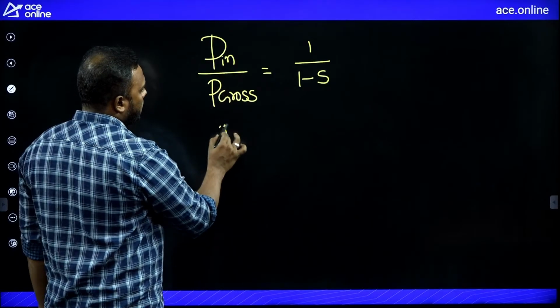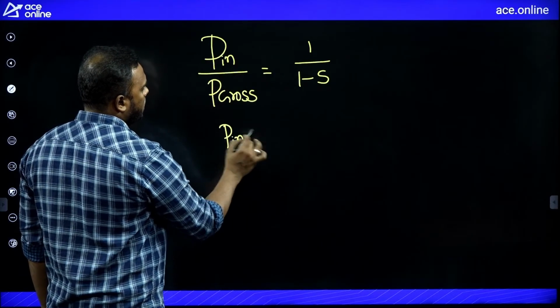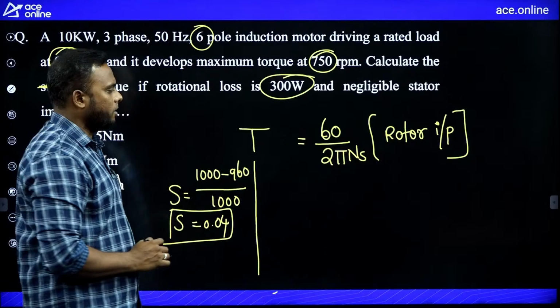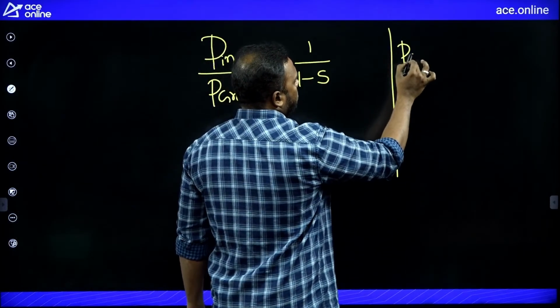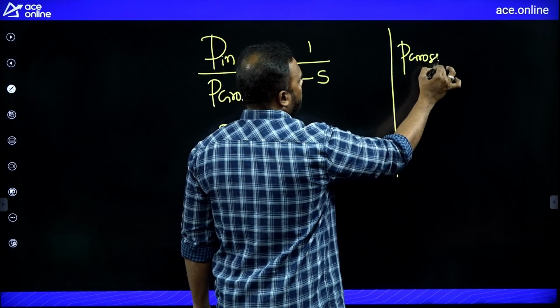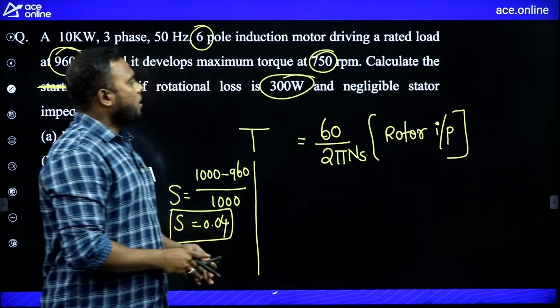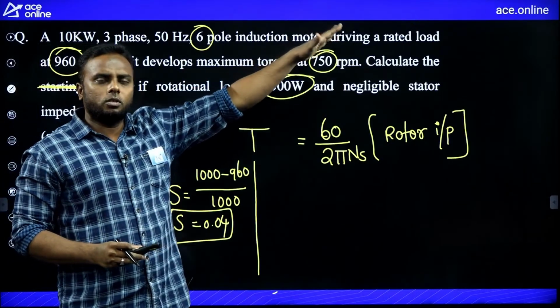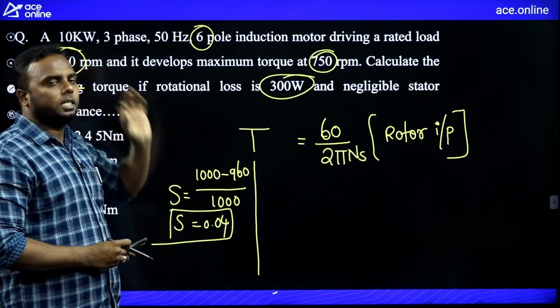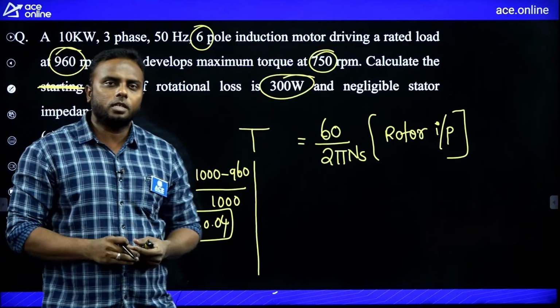Substitute here. Rotor input is unknown for us. How to find gross power again? This is also important. Gross power, how to calculate? See, it is given 10 kilowatt. It is driving a rated load, means full load, we have to consider 10 kilowatt. What is the 10 kilowatt in the question?